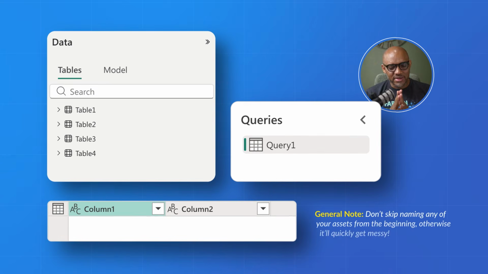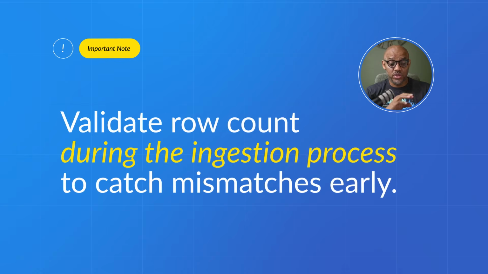Another key beginner habit is naming and documenting source queries clearly. Query 1 and sheet 2 becomes confusing really quickly. Use names like sales orders or products so you know exactly what each table represents. Small discipline now saves so many hours later. Trust me, from experience. One practical tip, validate row counts during ingestion.